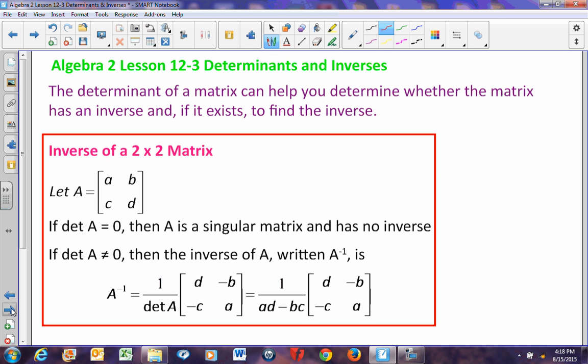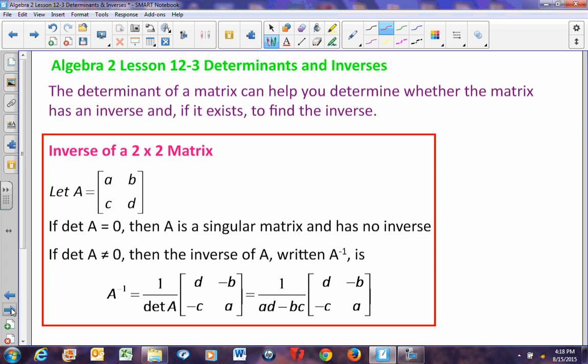The determinant of a matrix can help you determine whether the matrix has an inverse, and if it exists, to find the inverse. The inverse of a 2 by 2 matrix. If the determinant equals 0, then A is a singular matrix and it has no inverse. If the determinant is 0, a matrix has no inverse. Simplest way to find the inverse of a matrix.